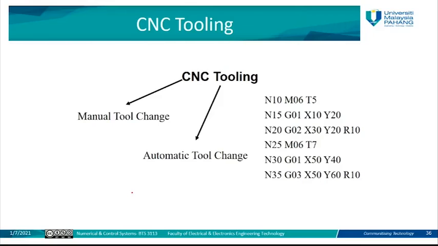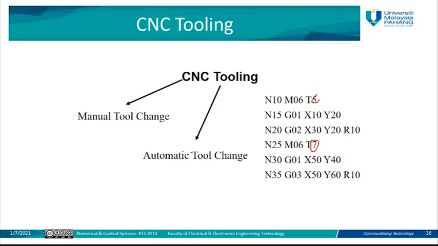When we say T1, M03, T2, T3, whatever the number or the index of the tool that we are going to use is, the ATC will change this tool automatically. That one we call the automatic tool changer. That means the CNC machine itself will change the tool depending on the numbers. As you can see here, M06 T5 and M06 T7. This number is used for indexing the tool inside the automatic tool changer.